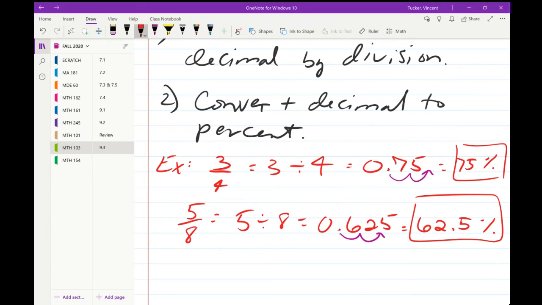All right, questions on that one? I think we got one more type of thing in this section. Oh, nope. That's percent increase.